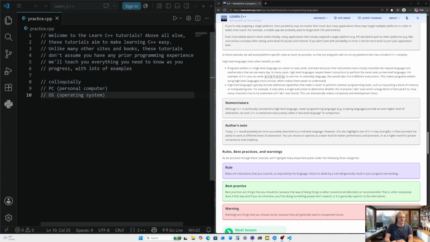Here's an author's note. Today's C++ would probably be more accurately described as a mid-level language. However, this also highlights one of C++'s key strengths. It often provides the ability to work at different levels of abstraction. You can choose to operate at low level for better performance or precision, or at high level for greater convenience and simplicity. So yes, I guess C++ can be both high level and low level depending on what you're using it for.